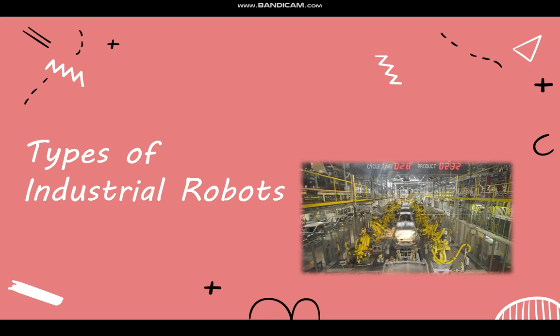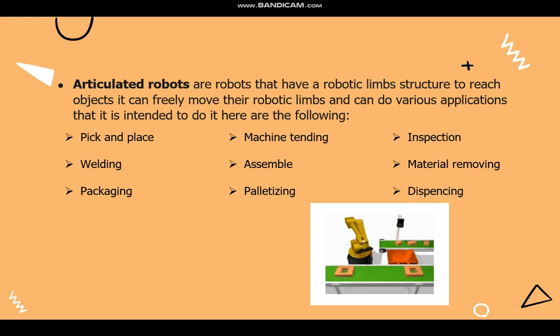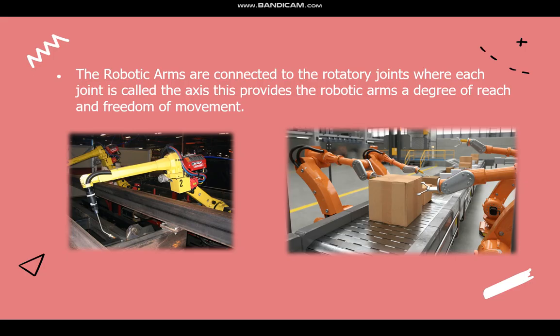Next are types of industrial robots. Now we're going to the part where we're going to learn what the most common robots used for industry are. First are articulated robots. Robots that have robotic limbs structured to reach objects. They can freely move their robotic limbs and can do various applications that they are intended to do. Here are the following: pick and place, welding, packaging, machine tending, assembly, palletizing, inspection, material removing, and dispensing.